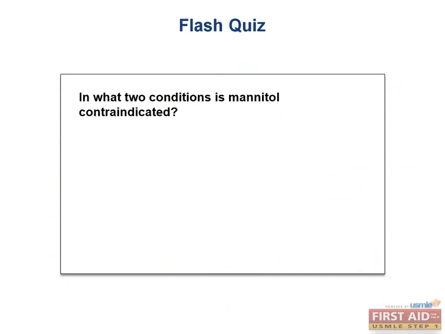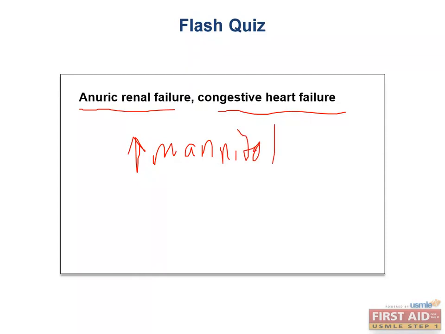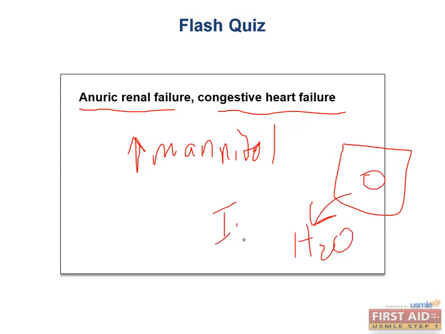Okay, flash quiz. In what two conditions is mannitol contraindicated? Answer is anuric renal failure and congestive heart failure. Remember that if mannitol builds up, it can pull water out of cells. So water will come out of cells into the interstitial space. And this is dangerous because that interstitial edema can lead to pulmonary edema, and it's already problematic with patients with CHF because they already have fluid in their lungs.